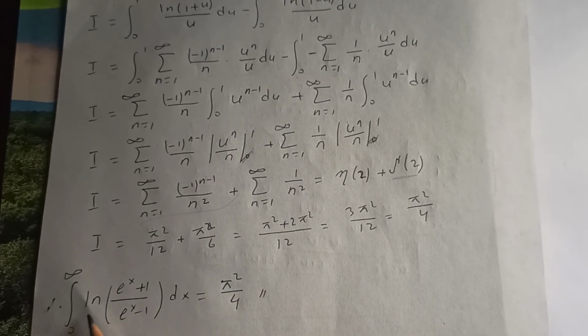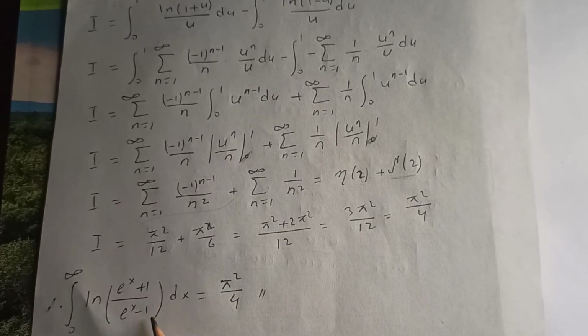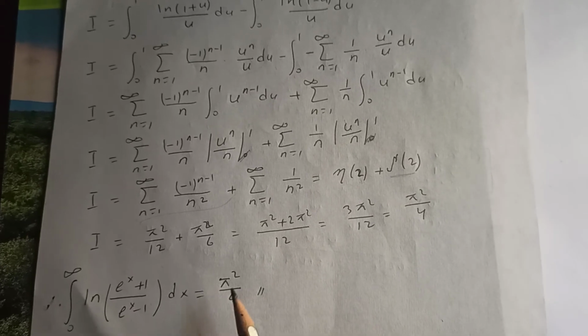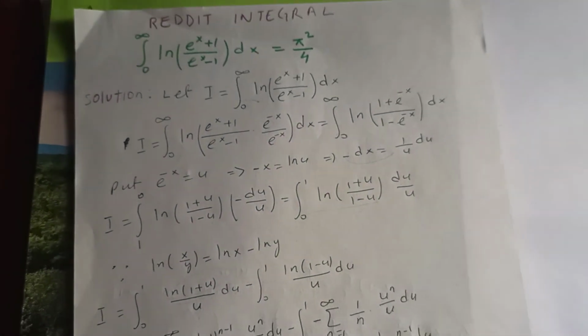Therefore our integral from 0 to infinity of log of (e^x + 1)/(e^x - 1) dx is pi squared by 4. So this is our solution to this Reduced integral.